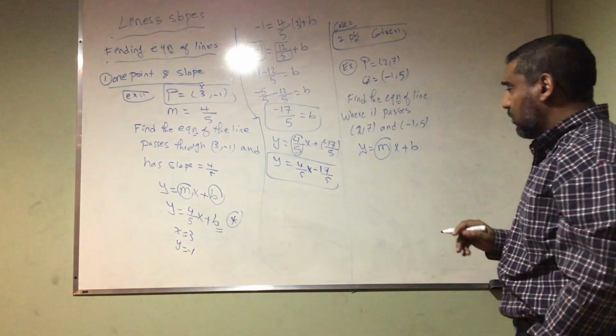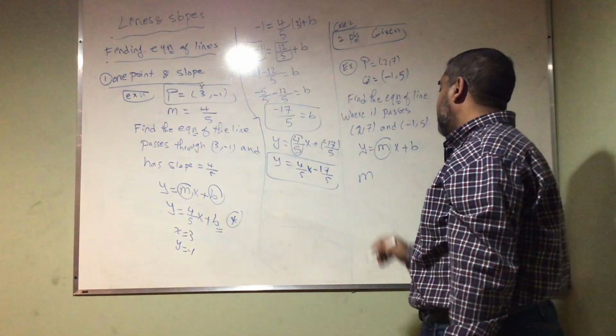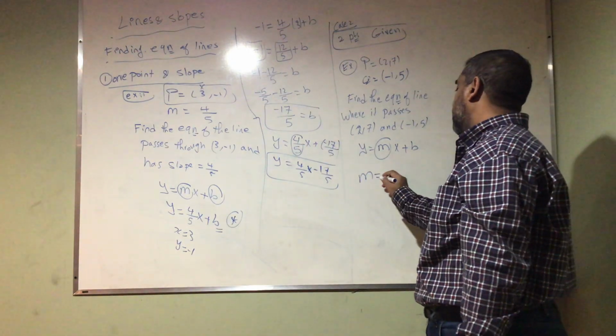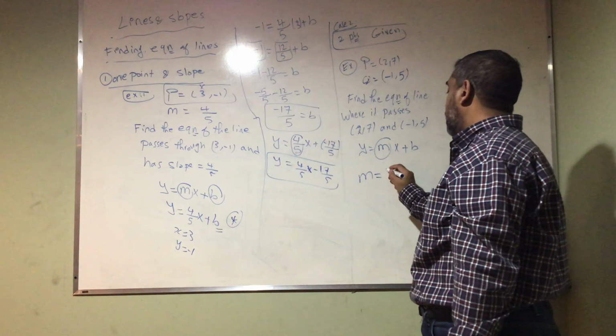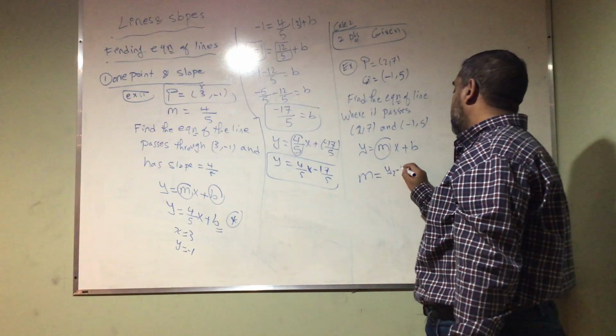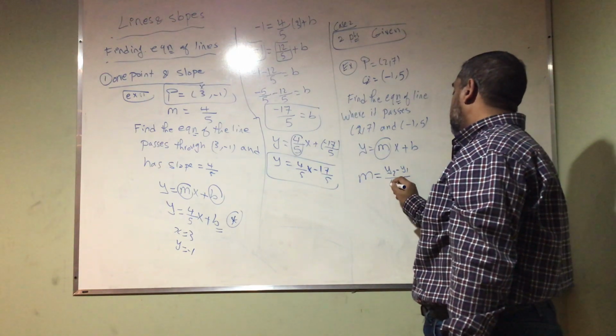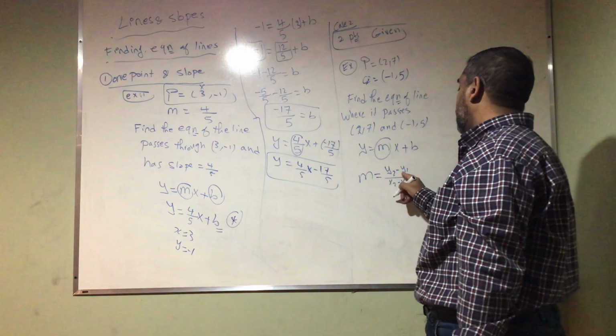I need to get the slope. What is the slope here, guys? Your slope here, m, which is, how to get the slope? I wrote that in the beginning: the change in y divided by the change in x. So change in y over change in x.